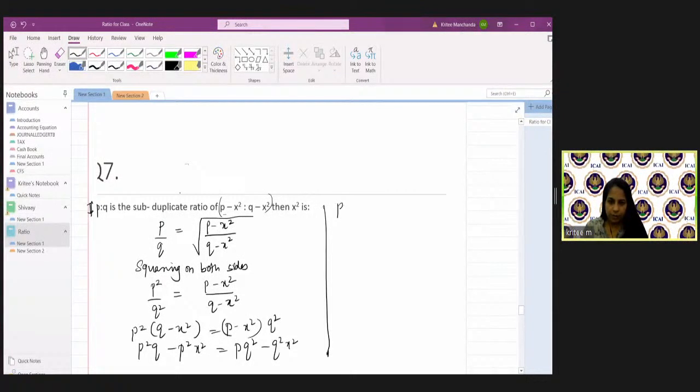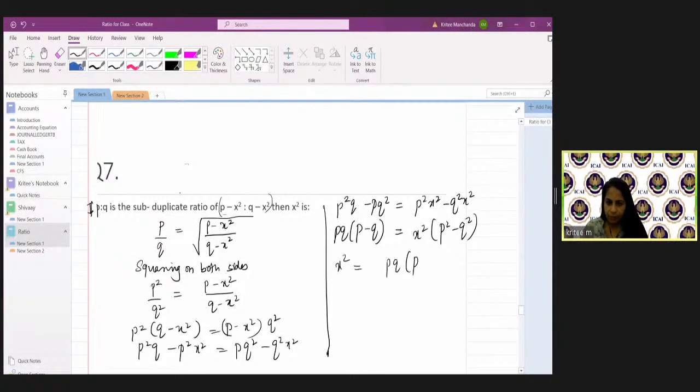All X squares on one side. So P square Q minus PQ square equals P square X square minus Q square X square. Take out PQ common. P minus Q is equal to X square common (P square minus Q square). So X square is equal to PQ into P minus Q.